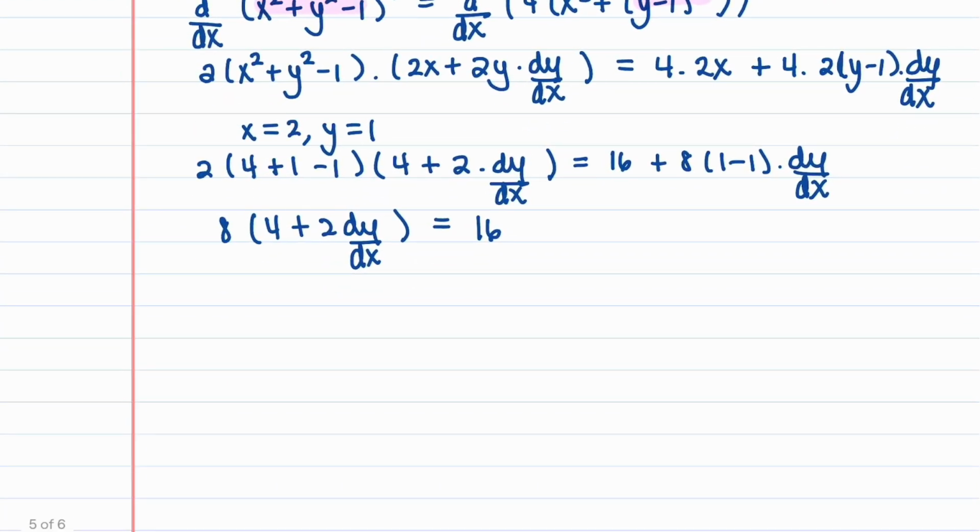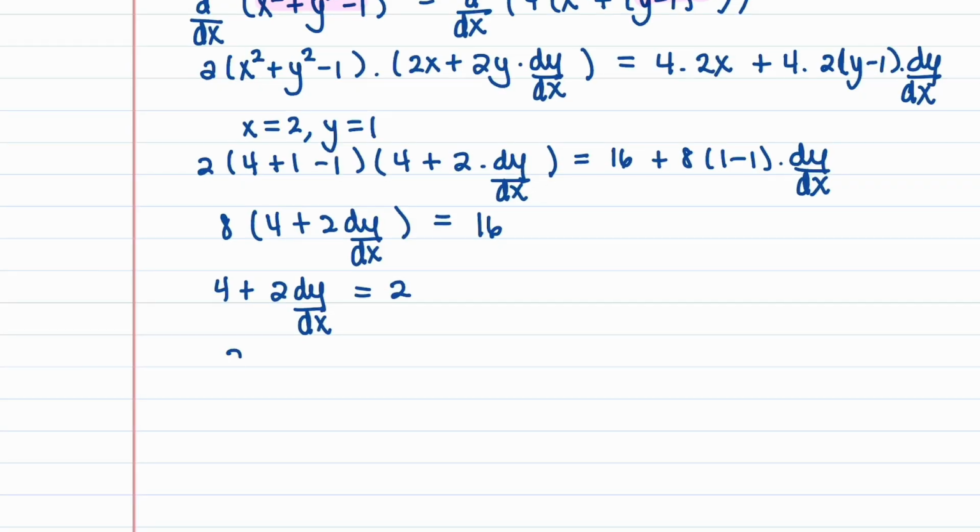Let's divide both sides by 8. So we have 4 plus 2 dy/dx is equal to 2. And this gives us 2 dy/dx is equal to 2 minus 4, which is minus 2. And if we divide by 2, we can see that dy/dx then is equal to minus 1.